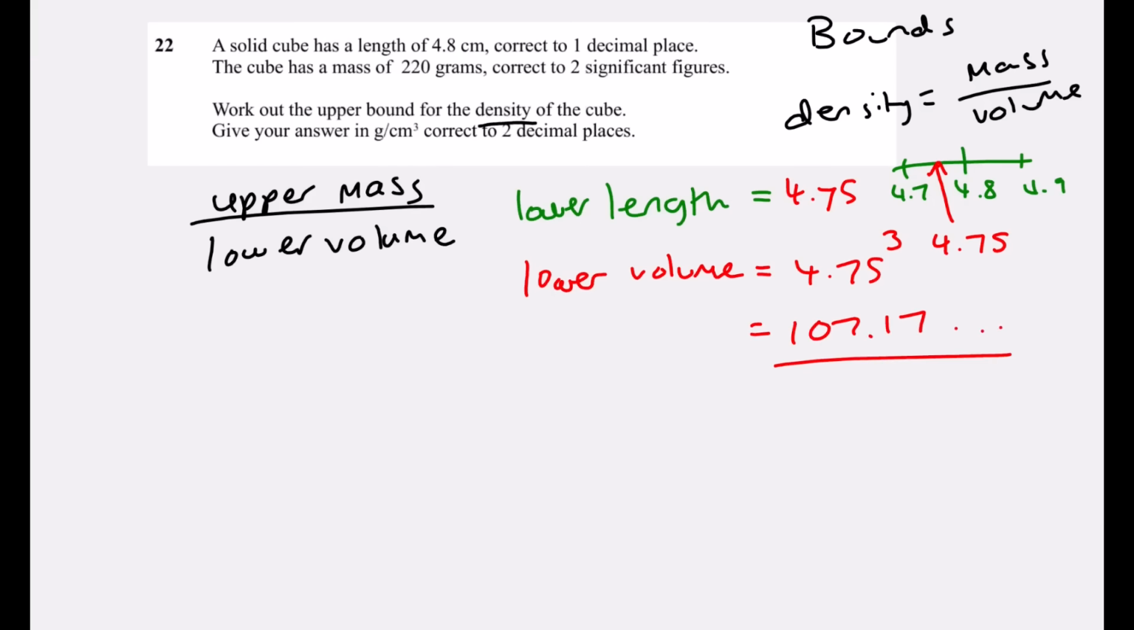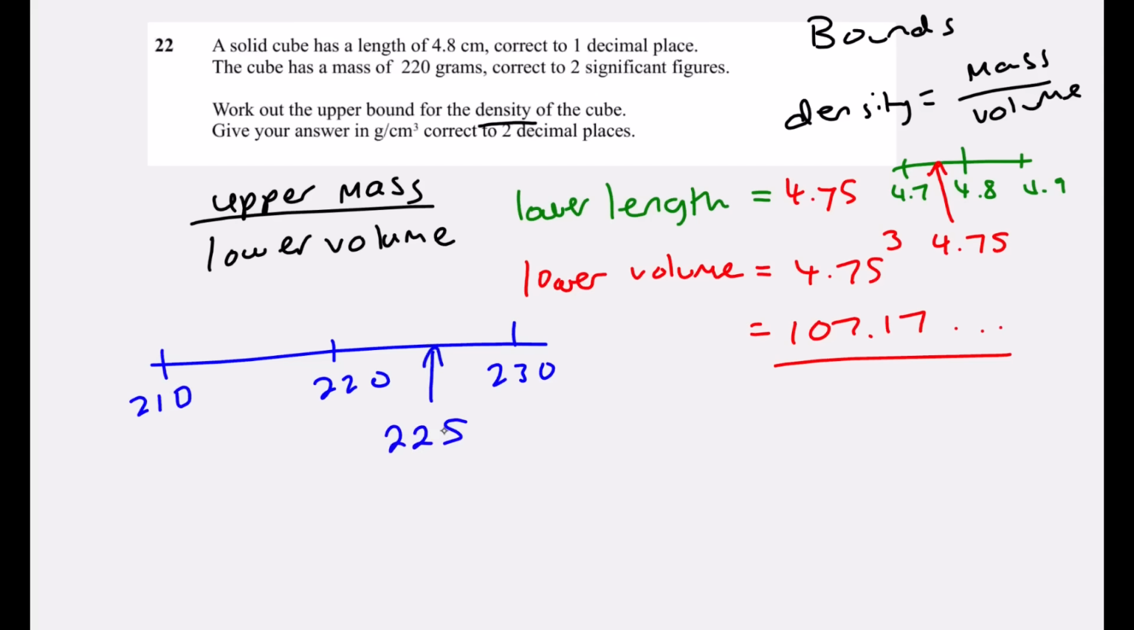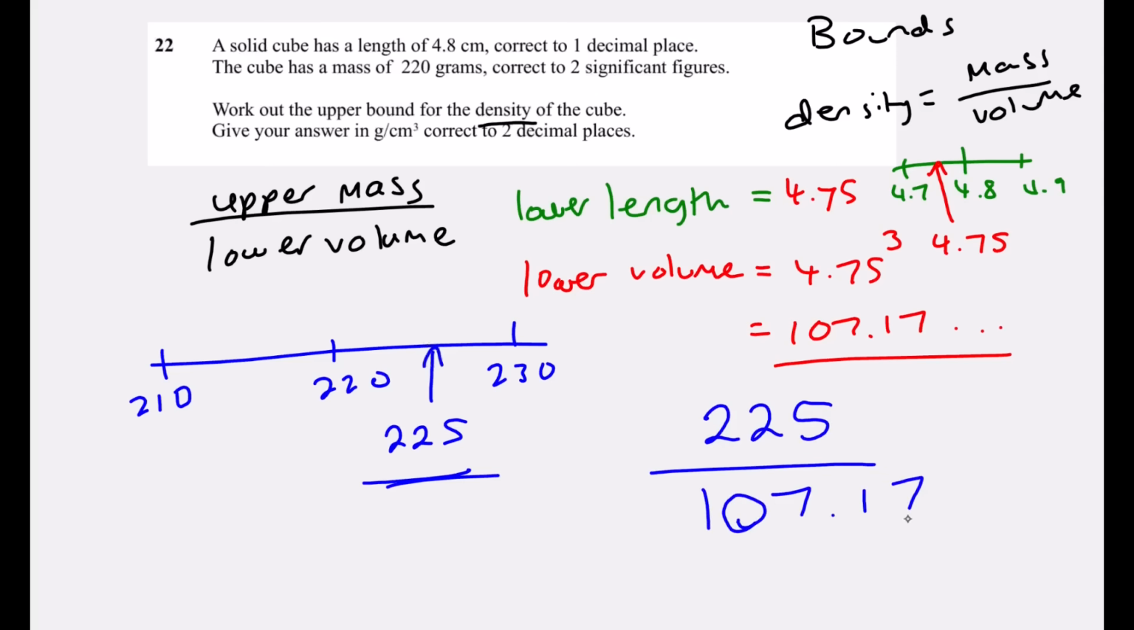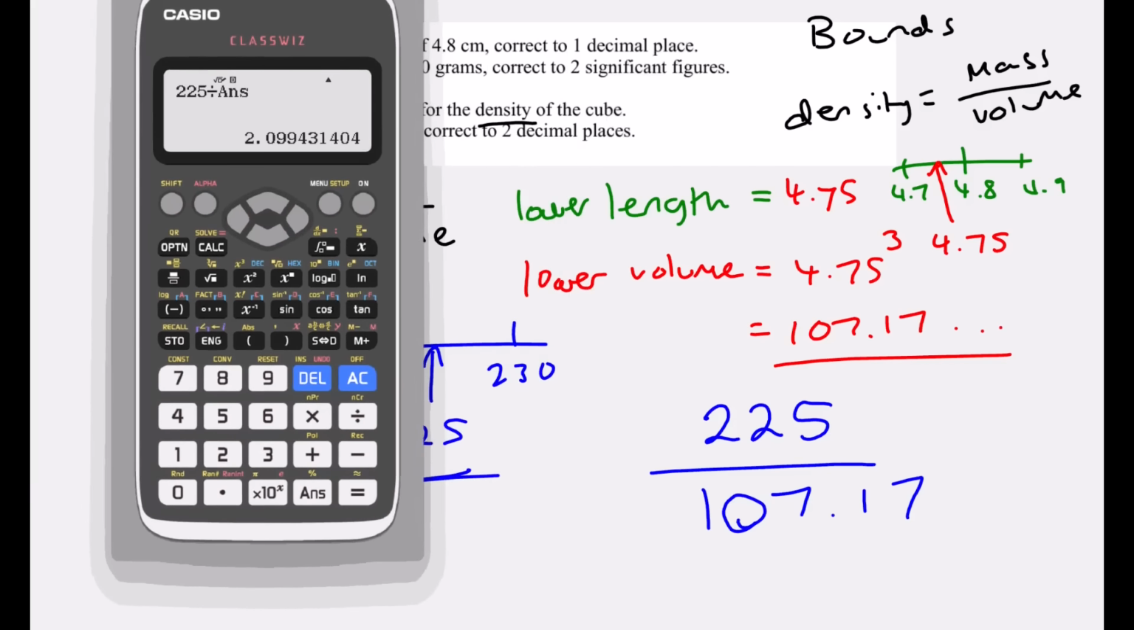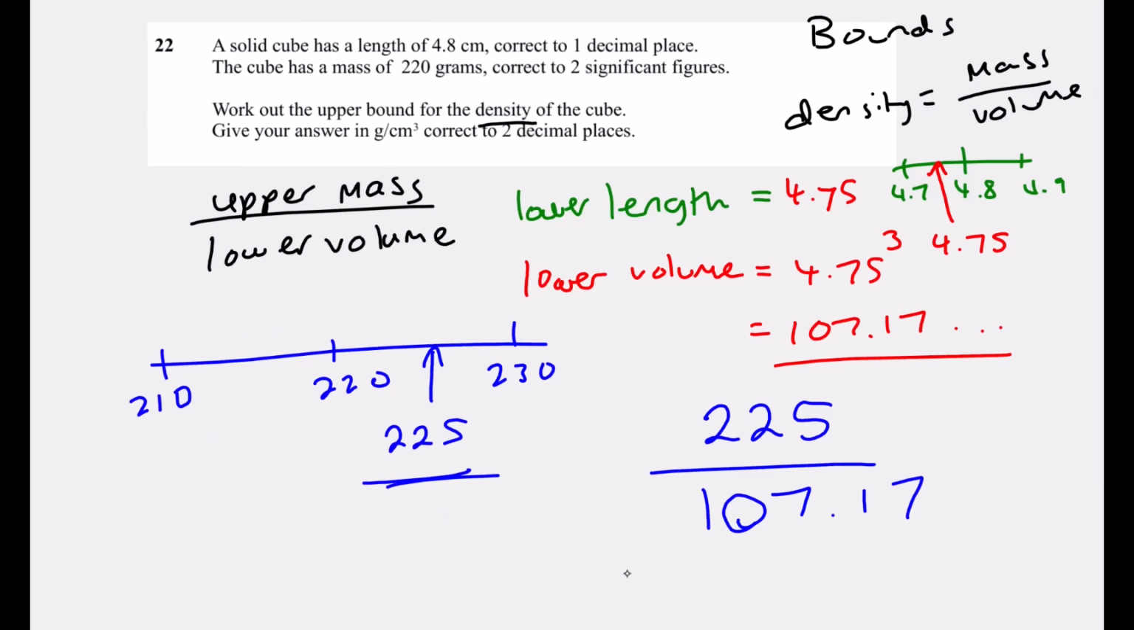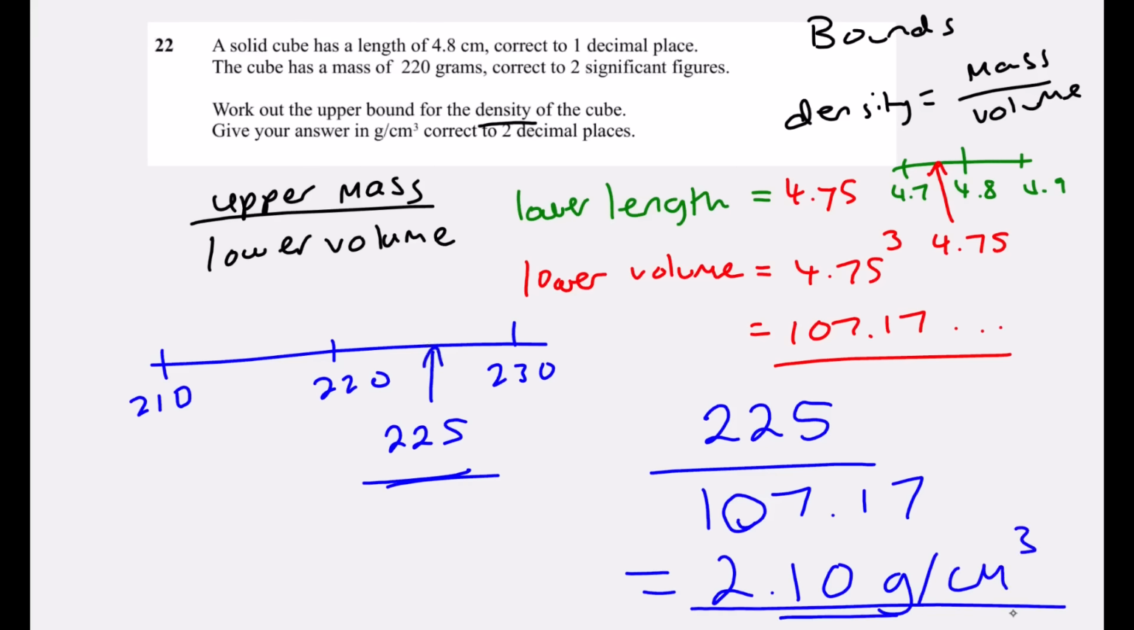And the mass, 220, we want the upper bound. The next one's 230. So the upper bound is 225. So it's going to be 225 divided by 107.17. 225 over answer, and we get 2 decimal places, so 2.10. 2.10 grams per centimeter cubed.